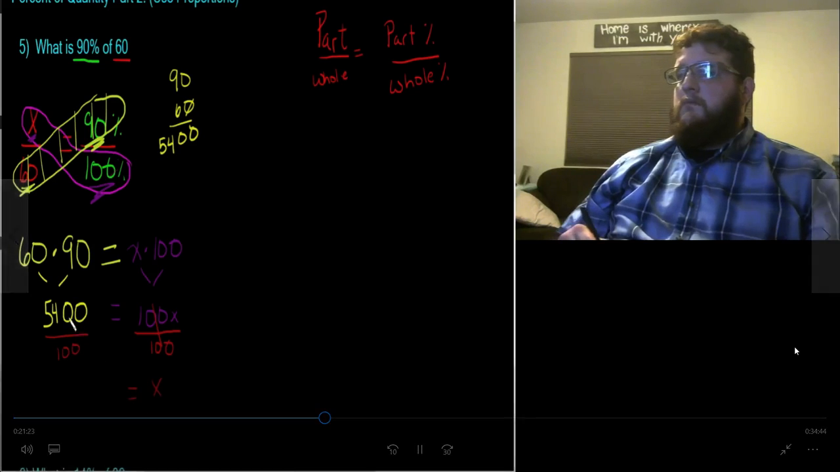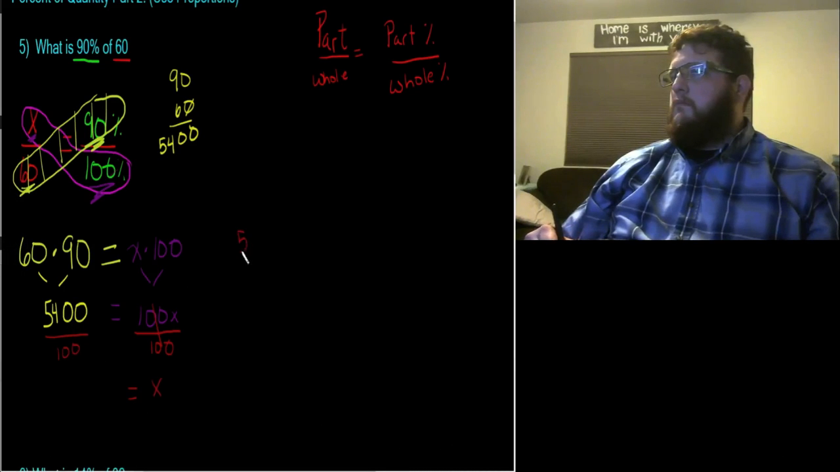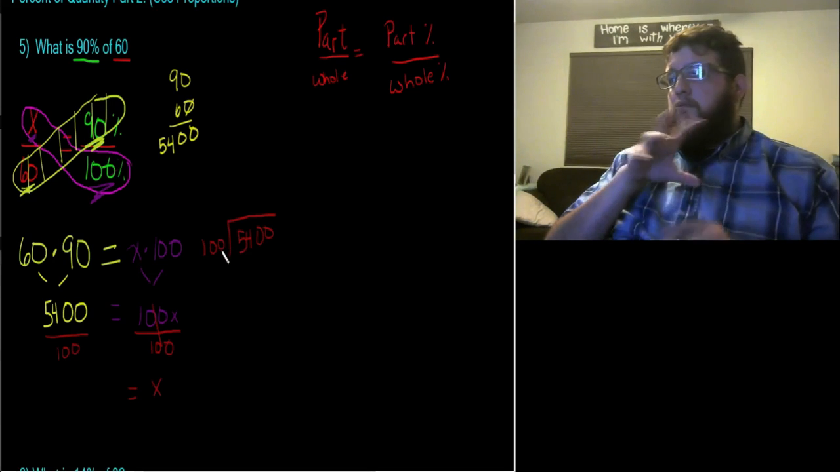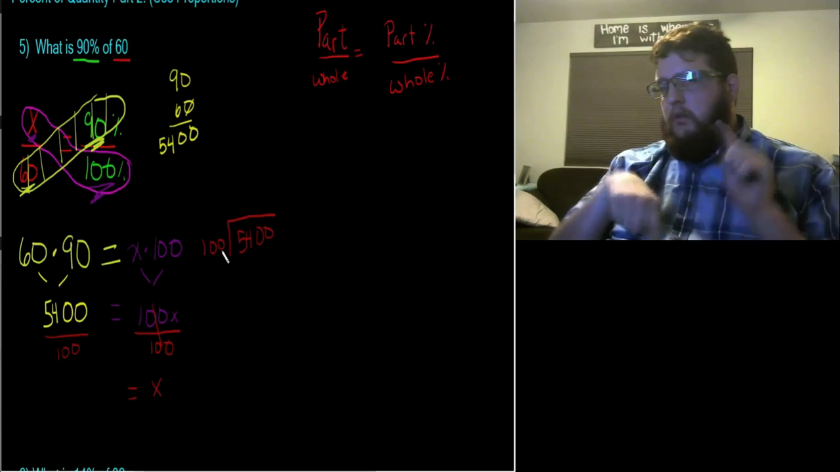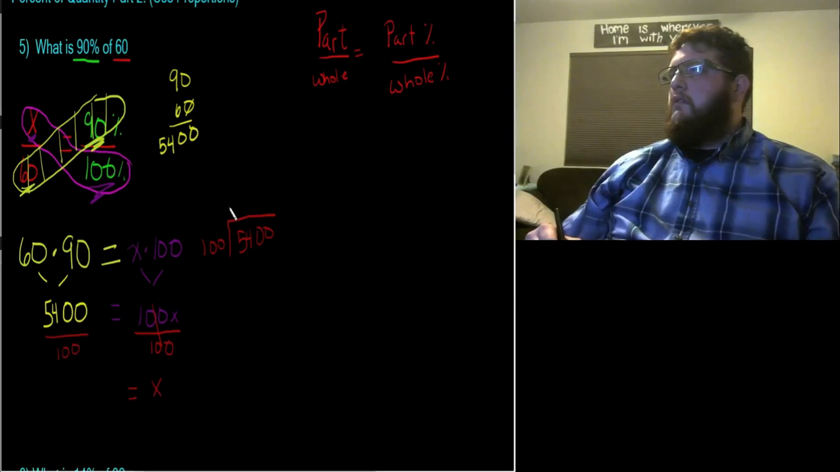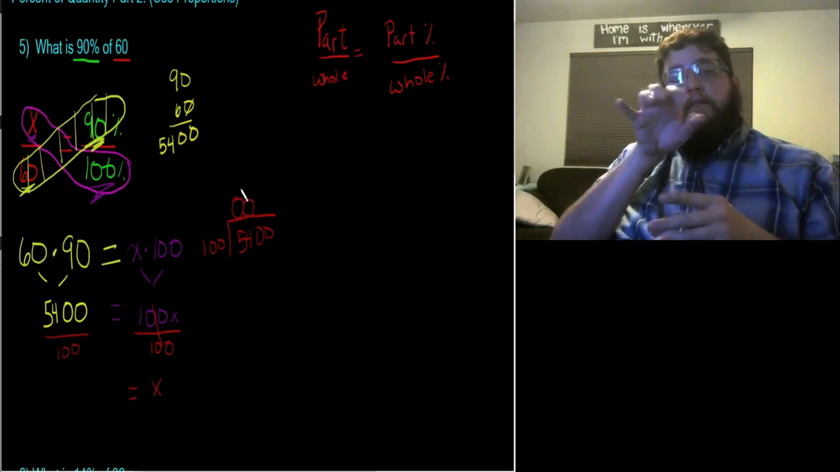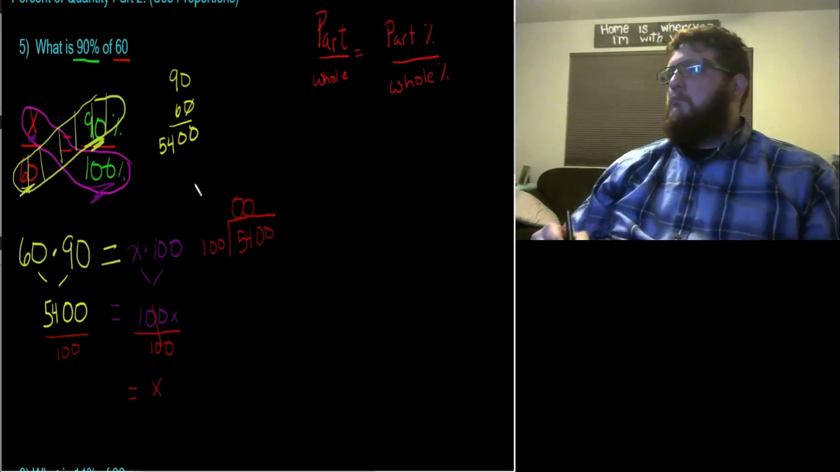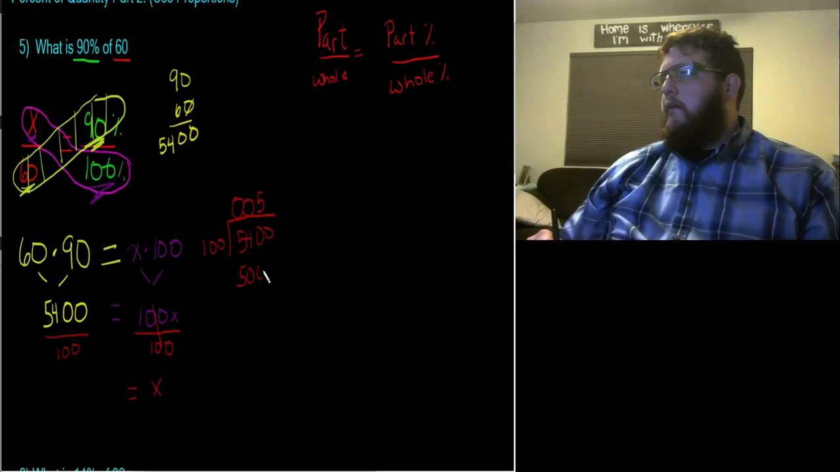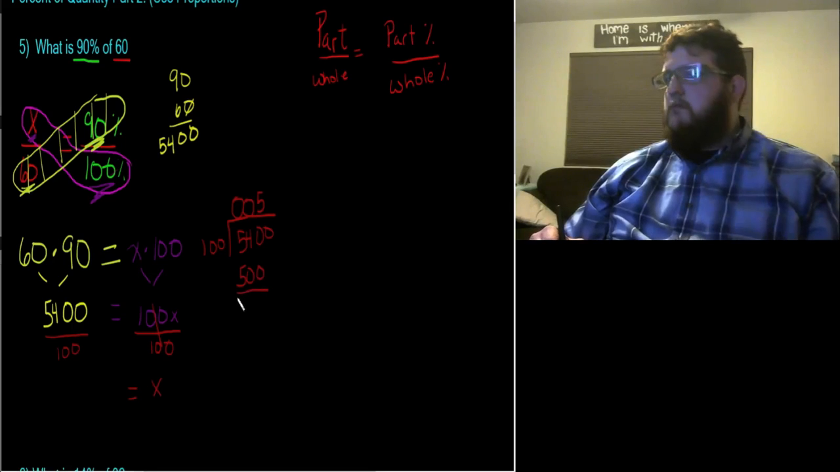$100 divided by 100 is just 1, so we can go ahead and cancel those out, and we're left with x. 5,400 divided by 100 is something I can write out and do the long division. 100 does not go into 5, 100 does not go into 4, but 100 does go into 540. 100 goes into 540 5 times. 5 times 100 is 500, and we'll go ahead and subtract, and we'll be left with 40.